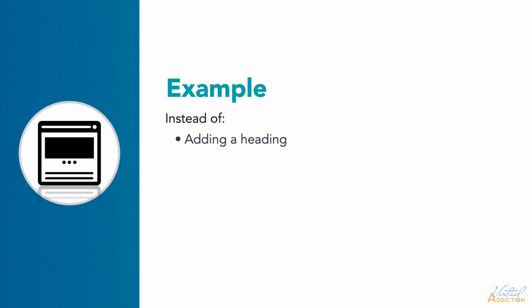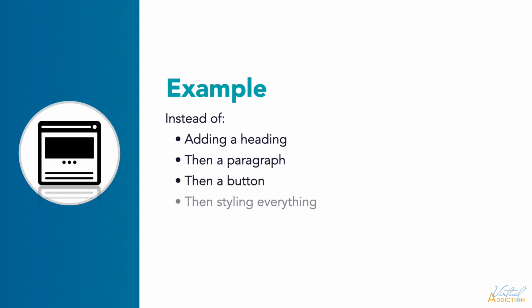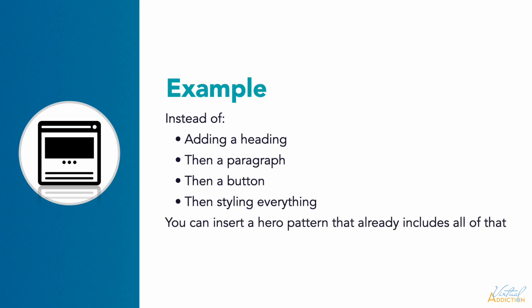Normally, you might add a heading, then a paragraph, and then a button, and then you'll spend time styling everything. With patterns, you can skip all of that and just insert something like a hero section that already includes those elements, and it's designed and arranged for you.